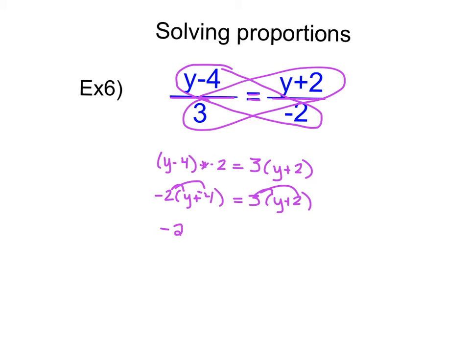So I have negative 2y plus 8, because negative 2 times negative 4 is a positive 8. I then have 3y plus 6. I then need to work on getting all of my y values together. So I can see I have 2 sets of y values here. I'm going to move my 3y over. So I'm going to subtract 3y, subtract 3y. Those then cancel out, and I'm left with negative 5y plus 8 is equal to 6.